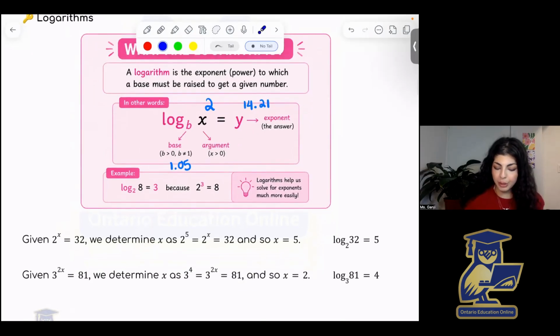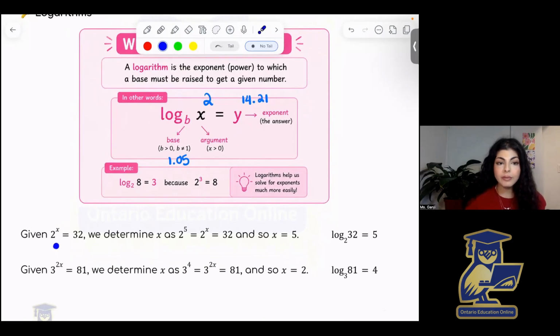Couple more examples here for you. So if you have 2 to the power of x is equal to 32, then we pretty much want to know what x has to be for this to be true. And you might already recognize 32 as a power of 2, but if you didn't, you would just do the logarithm base 2 of 32 and you get 5. And of course, that means x would be 5, which means 2 to the power of 5 will give you 32. And you can check that's exactly what you would get as well.